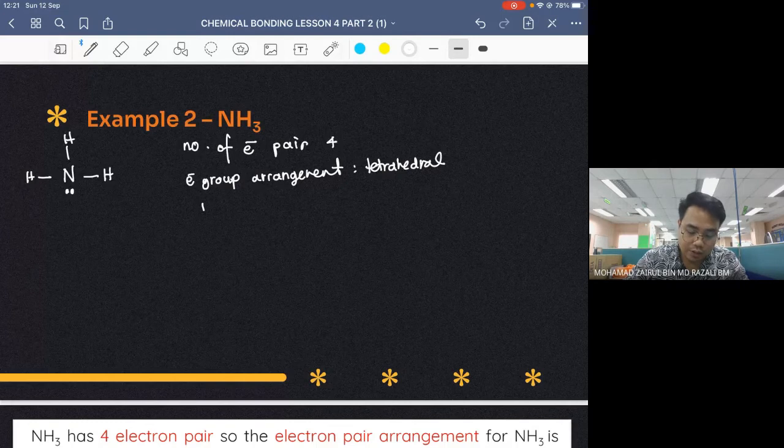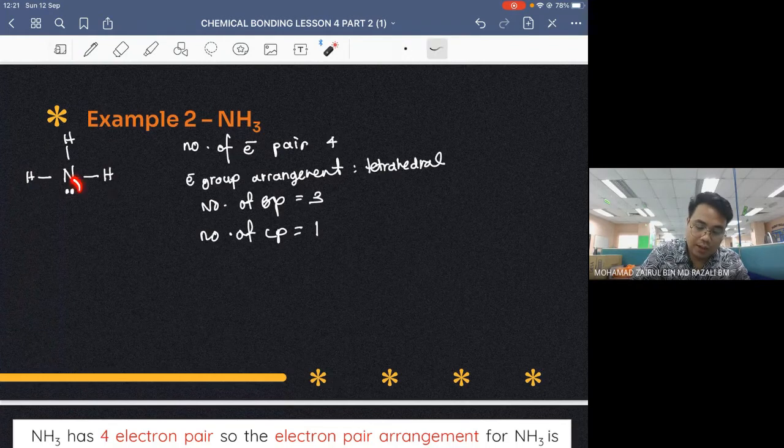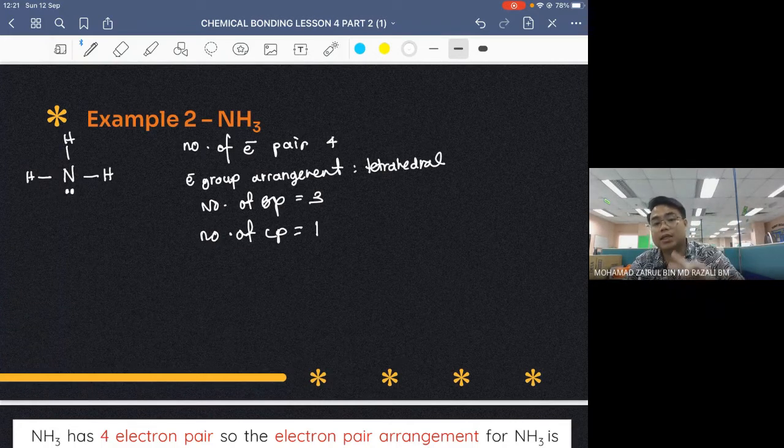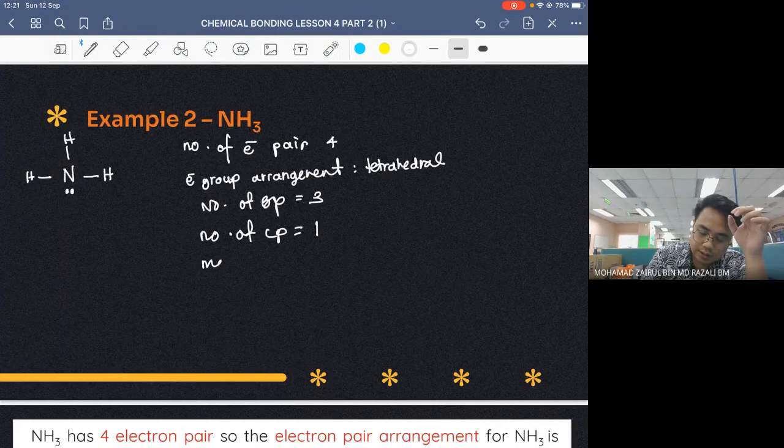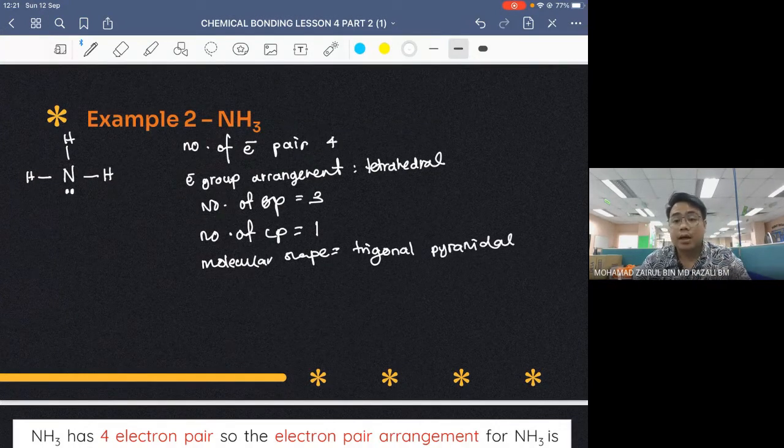Okay, and then kita determine number of bonding pair. So kalau awak tengok bonding pair 1, 2, 3. So the number of bonding pair is equal to 3. Number of lone pair is equal to 1. Ini kita punya lone pair. So kalau electron pair arrangement awak tetrahedral, dan number of bonding pair dia 3, number of lone pair dia 1, molecular shape dia adalah bersamaan dengan trigonal pyramidal. Okay, so bond angle dia akan lagi rendah daripada 109.5.